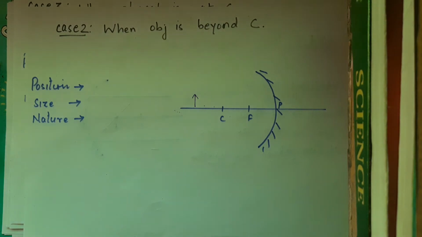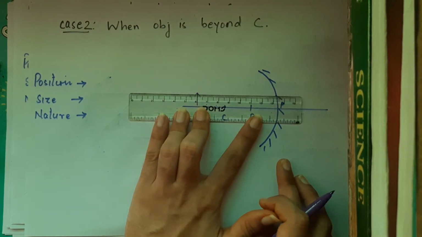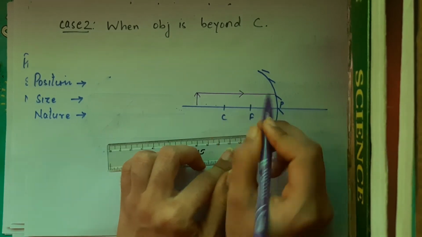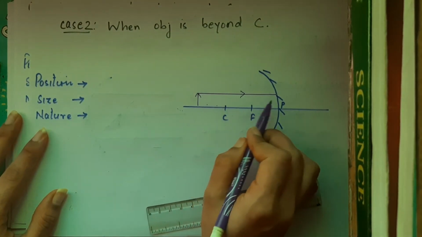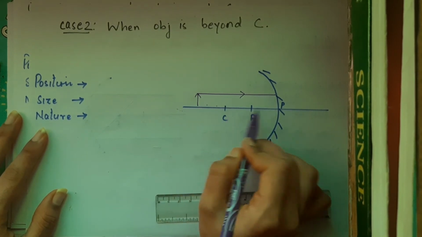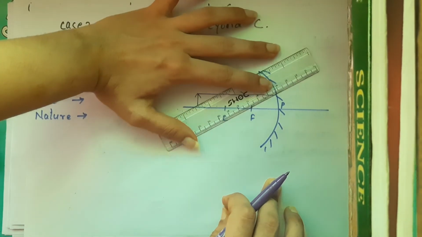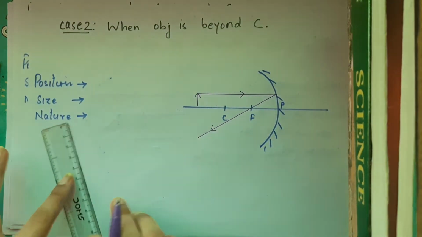So let's do that. The first rule says that I can mark a light ray parallel to the principal axis. So let's do that. The light ray parallel to the principal axis from here. So basically my object is a source of light and the light is coming from the object and it is going parallel to the principal axis. I am following rule number 1. After reflection, it passes through focus.